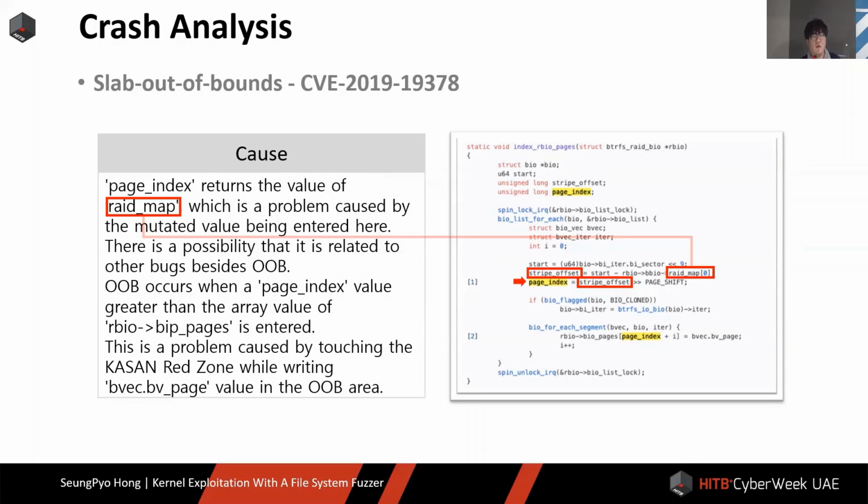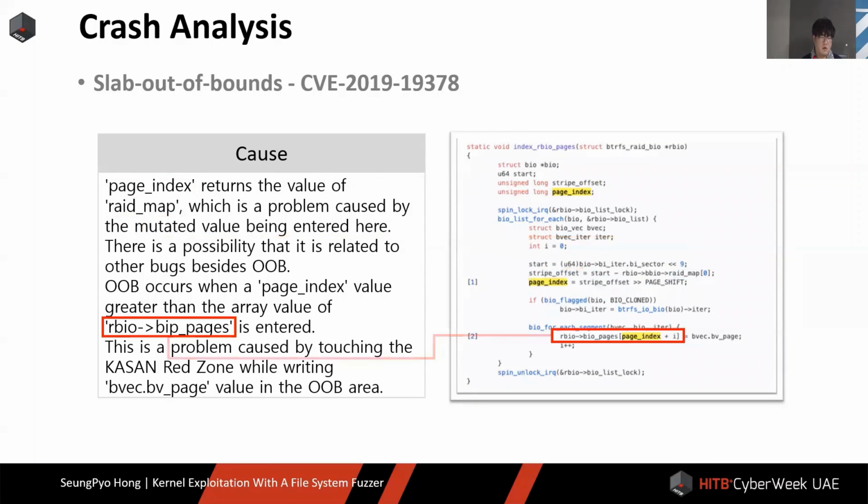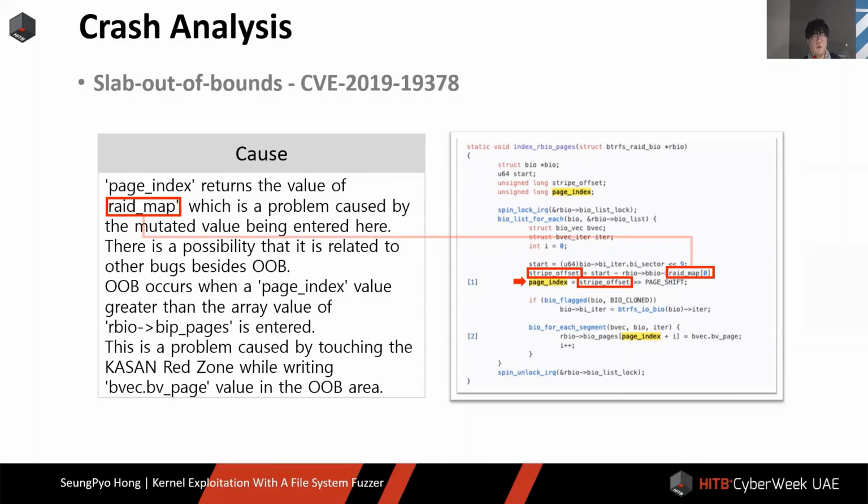Striping in a RAID is a technology that can be used in parallel by storing data on one or more disks for performance improvement. And logically continuous data can be physically divided into multiple disks. In this vulnerability, the stripe offset is obtained using RAID map 0 to find the page index. In order to use the stripe function smoothly, the data is arranged and the striping value of the stripe is entered at RAID map 0.